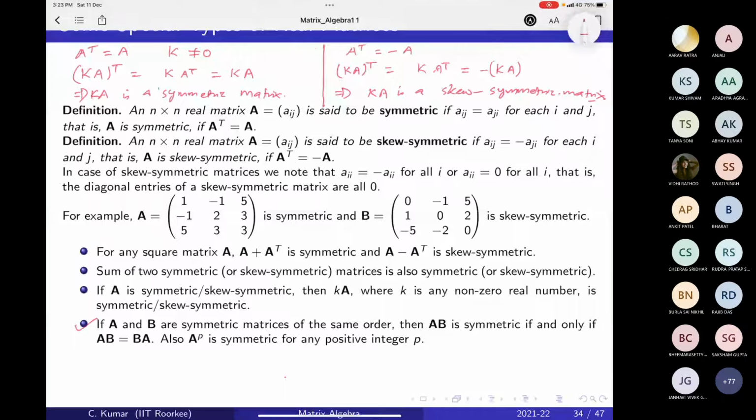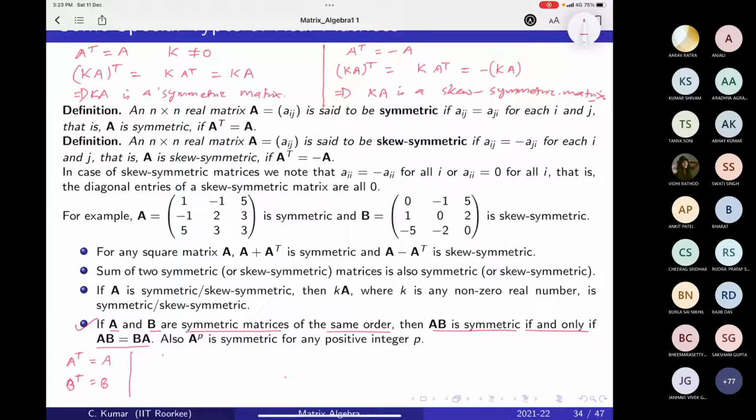It says that A and B are symmetric matrices of the same order. So that means A is symmetric. This means A transpose is equal to A. And B is also symmetric. That means B transpose is equal to B. Then AB is symmetric if and only if AB is equal to BA. Okay.